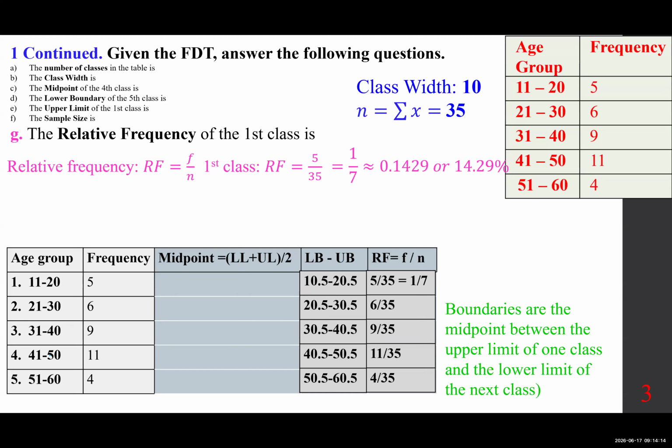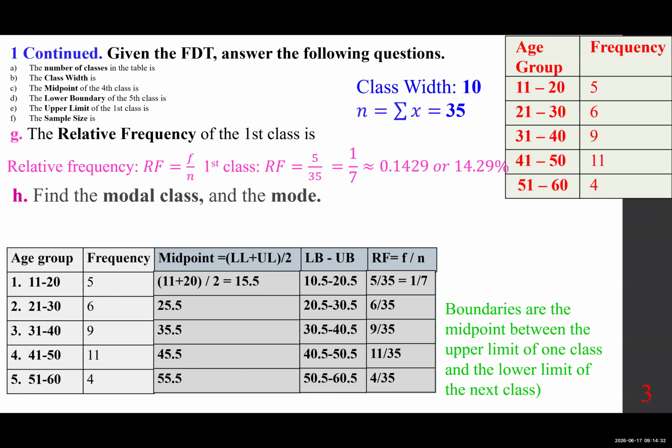So that's as far as the boundaries are concerned. Next one, find the modal class and the mode. Remember, mode is the one with the highest frequency of occurrence in a data set. And by the way, the midpoints, I showed you how to find the midpoint for one of them, and now for all of them. 11 plus 20 divided by 2 is 15.5.